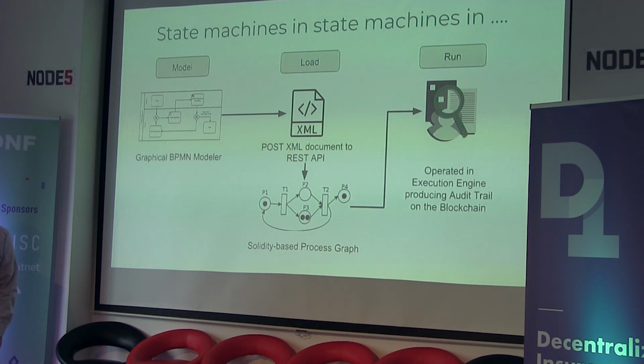This is really what happens at the core, what we've built out. We have taken a state-of-the-art business process modeler that produces XML files that follow an industry standard called BPMN that has been around for a long time. That XML file is enriched with information that is relevant to the blockchain.